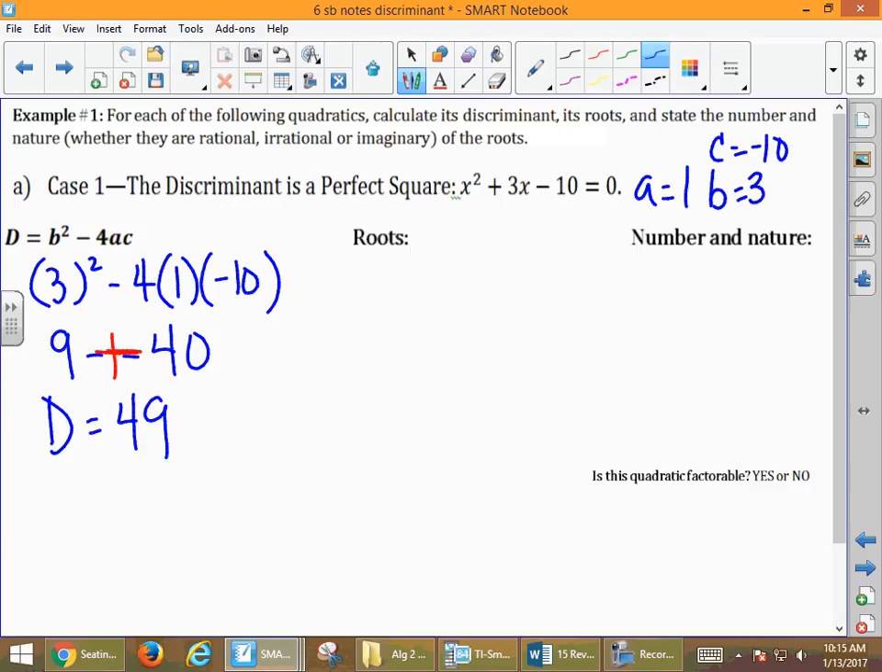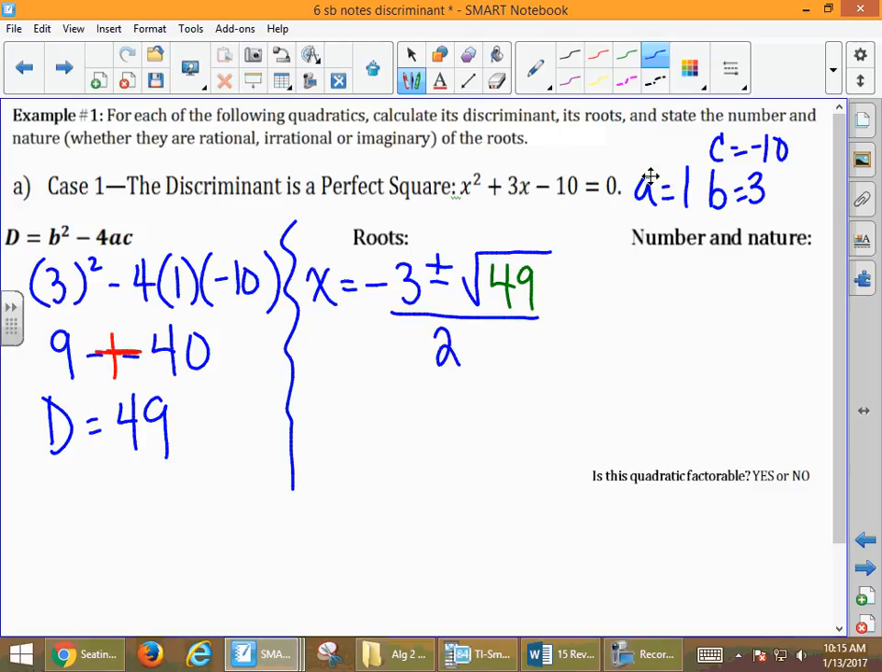Well, what we want to figure out is how many roots we are going to get and what kind they are going to be. So we can use the quadratic formula to find that. When we fill in the quadratic formula, it's going to be x equals negative b plus or minus the square root of b squared minus 4ac. But we just figured out what b squared minus 4ac equals. It equals 49. So we're going to take that value and put it back into our formula, all divided by 2 times a.